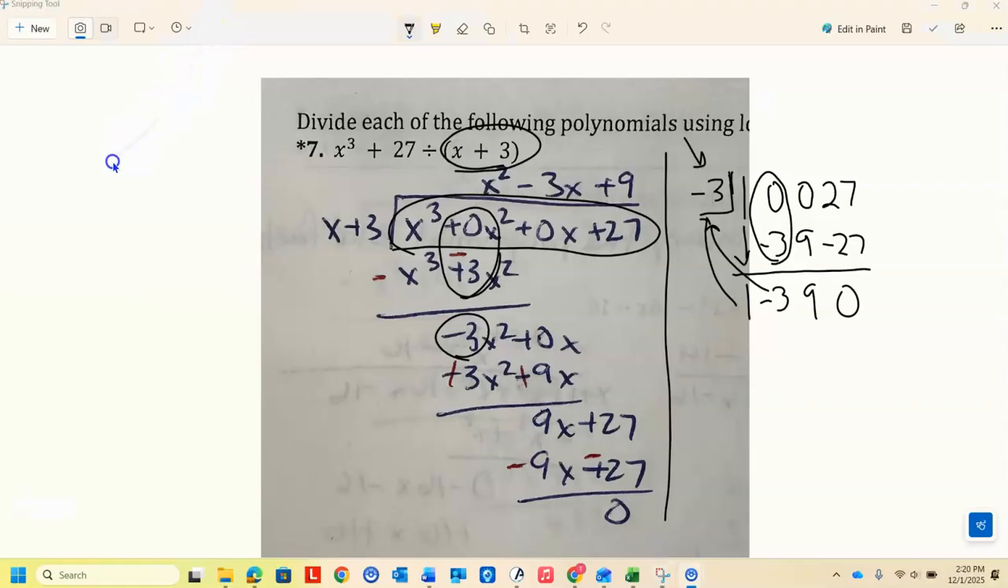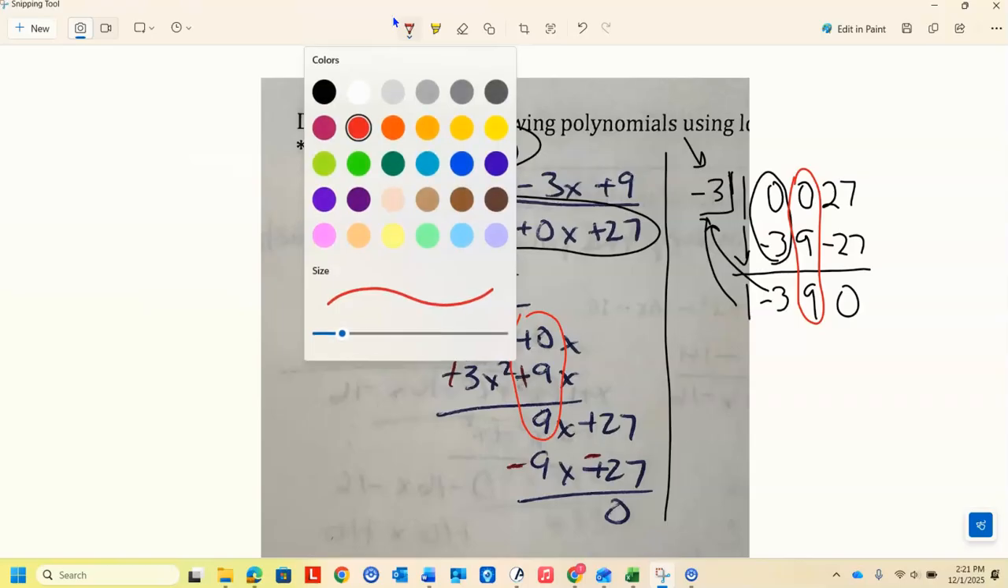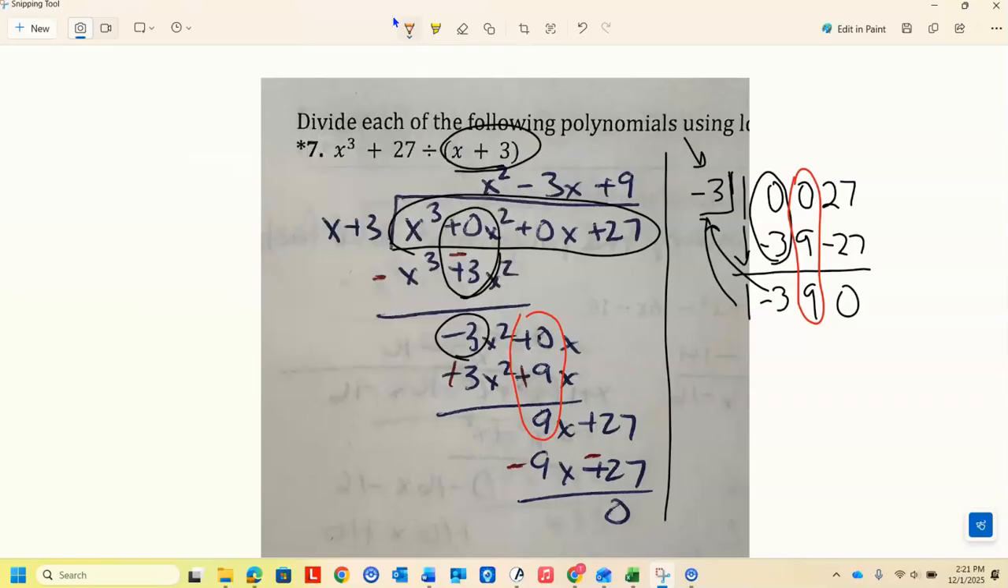Let me see if I can color code this a little better. Move some stuff out of the way here, and then pick a different color. So at some point we had 0 plus 9 equals 9. And then at some point we had 27 plus -27 equals 0. We're doing all the same things. It's just we got rid of all the variables and it made it simpler.